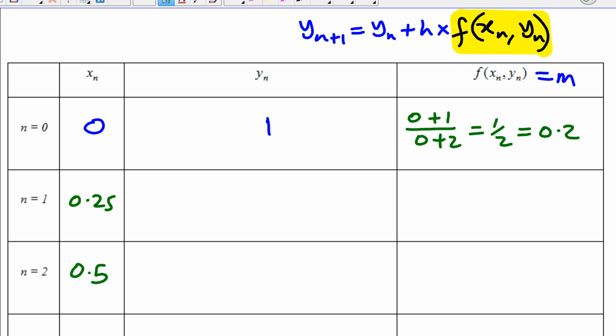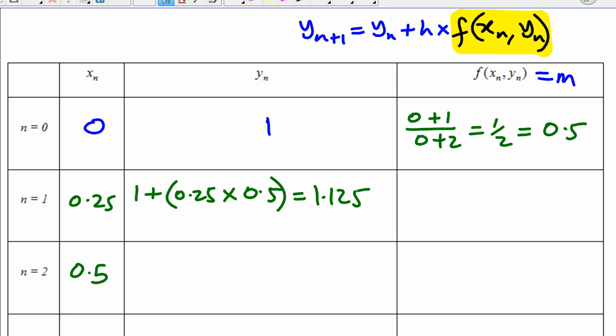Now, the next step here is you take the previous value of y, which was 1, plus 0.25 multiplied by the previous gradient, which is 0.5. Oops, this is 0.5. And that will be equal to 1.125. Okay, so that will be 1.125. And then you carry on.